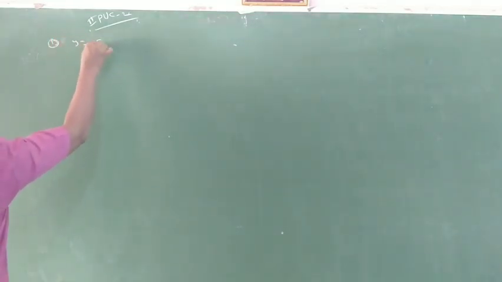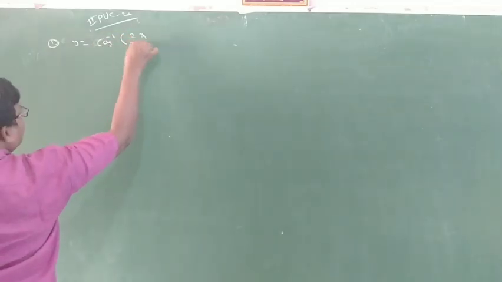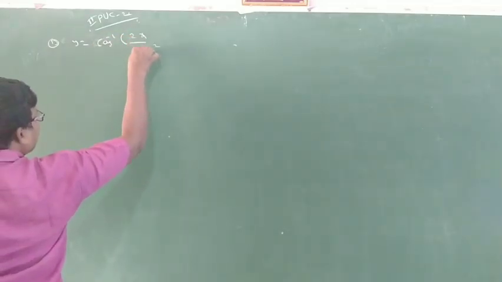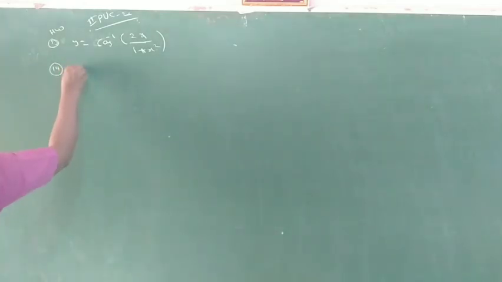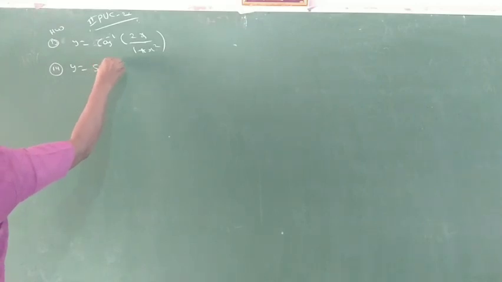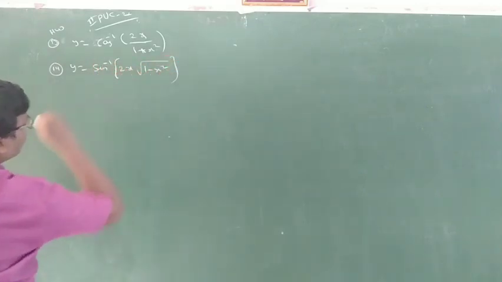Thirteenth one, y is equal to cos inverse of 2x by 1 plus x square. Fourteenth problem, y is equal to sin inverse of 2x into root of 1 minus x square.